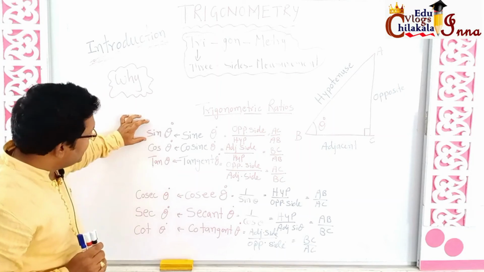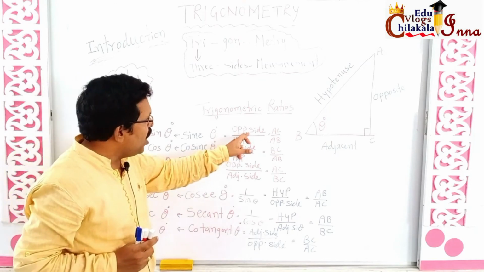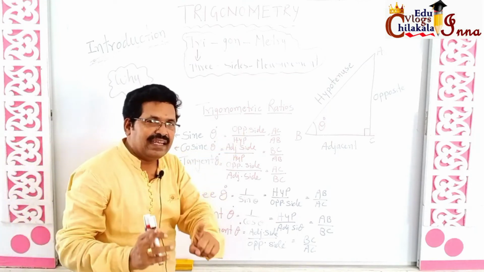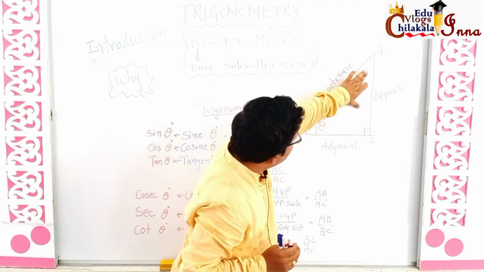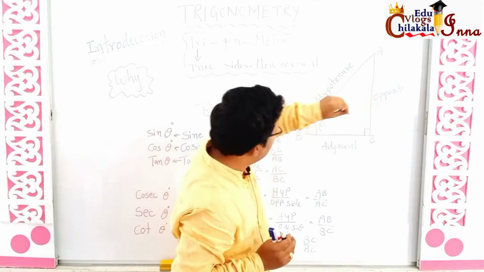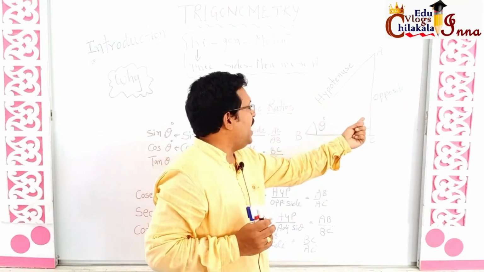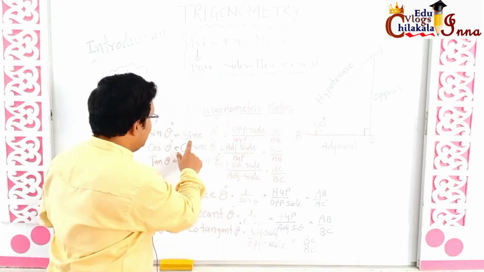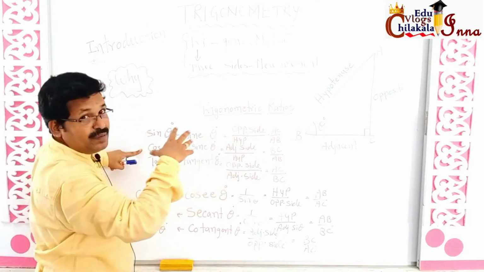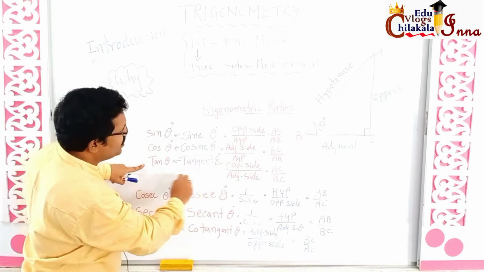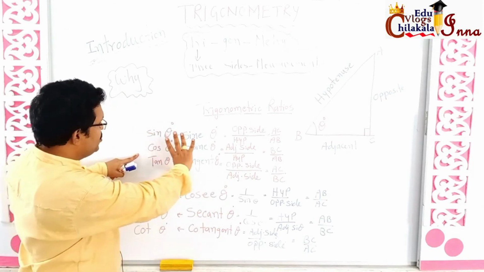Just imagine sin theta is opposite by hypotenuse. That much you should remember. Opposite is opposite to the theta that is under consideration. This is the theta. The side opposite to theta is called the opposite side. The side beside the theta is called the adjacent side, and you know very well what is hypotenuse. Sin theta is opposite side by hypotenuse. Cos theta is adjacent side by hypotenuse. Tan theta is opposite side by adjacent side.